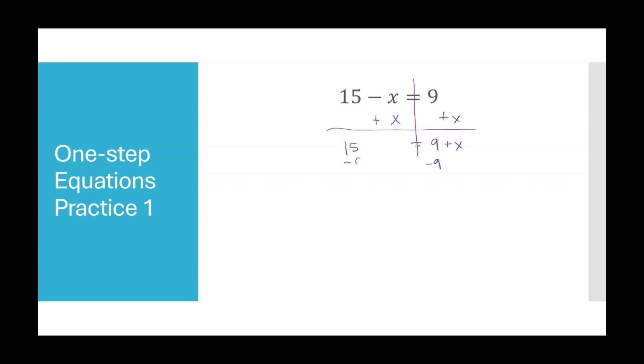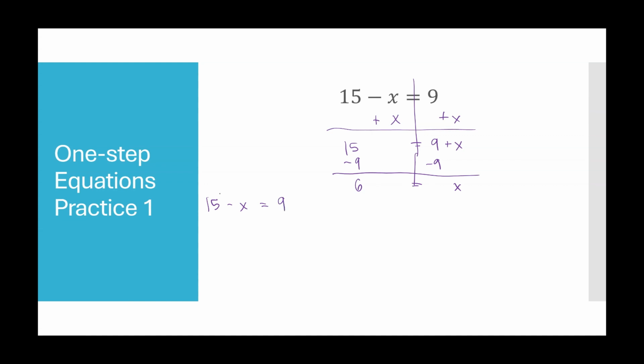And I end up with 6 and x. X is all by itself on one side, so we're done. We know that 6 is x. The other way you could solve this, though, is you can start by just trying to get x by itself on the left side. It doesn't matter, we're going to get the same answer, but it's another way to do it.